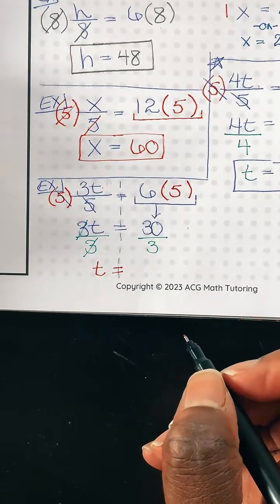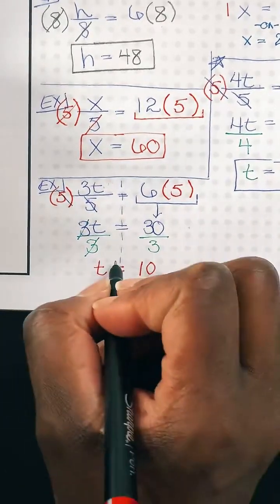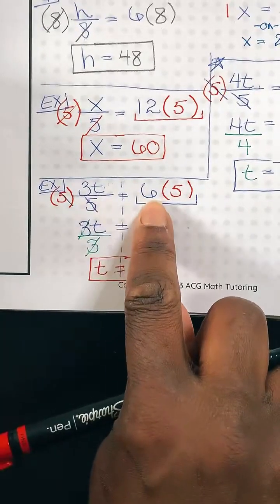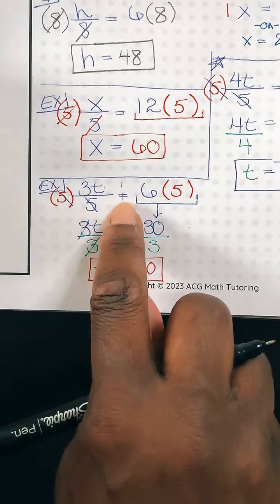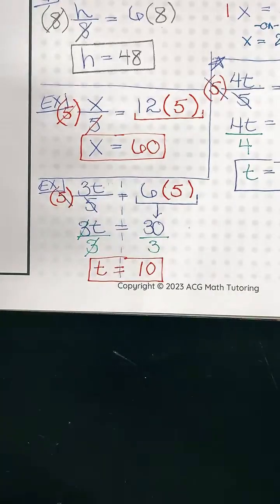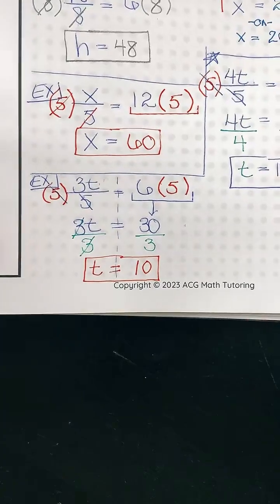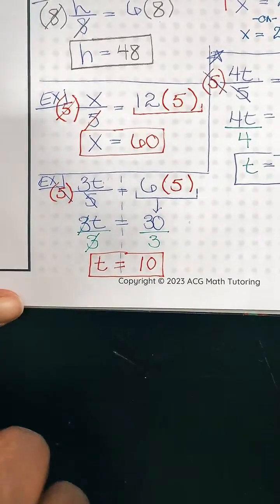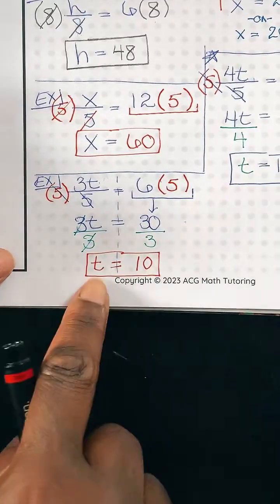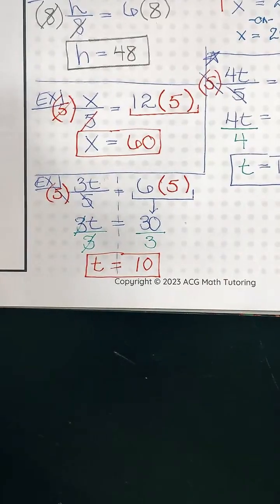So 3 divided by 3 gives me 1, but we already have the T, so you can just bring that T down as well as the equal sign. And then your 30 divided by 3 gives me... So 30 divided by 3. What we got? Don't be scared. Don't be scared. 10. Good job, Kara.